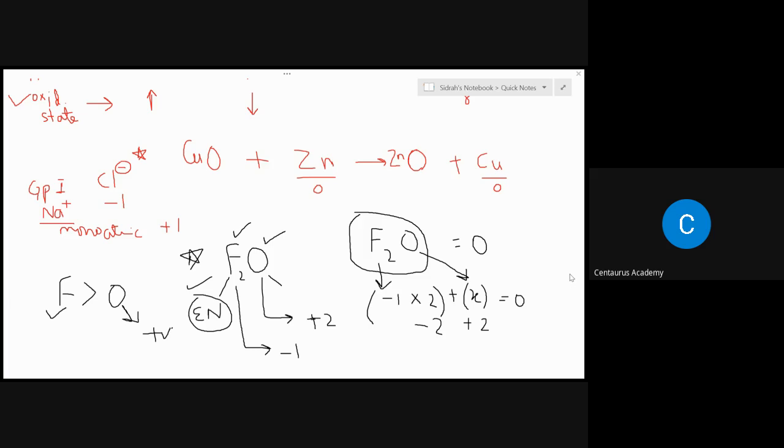Yes, Zoya. Miss, how will I know exactly which element has a greater electronegativity?